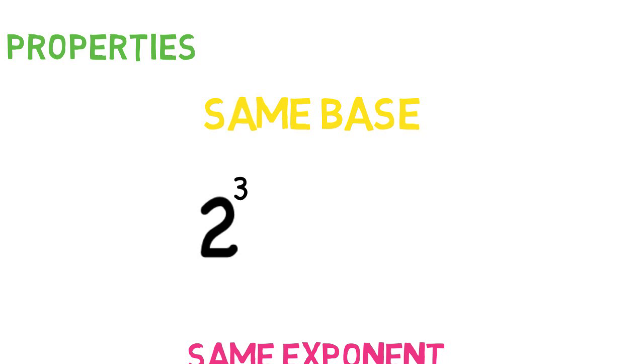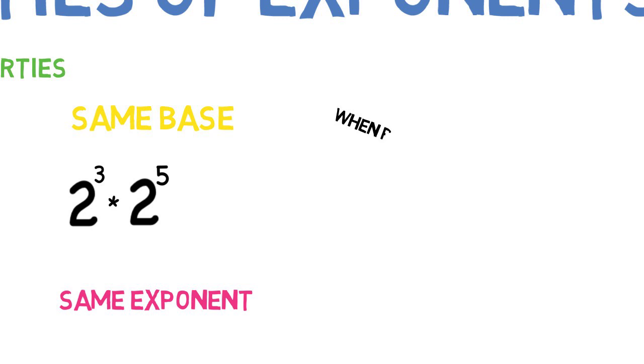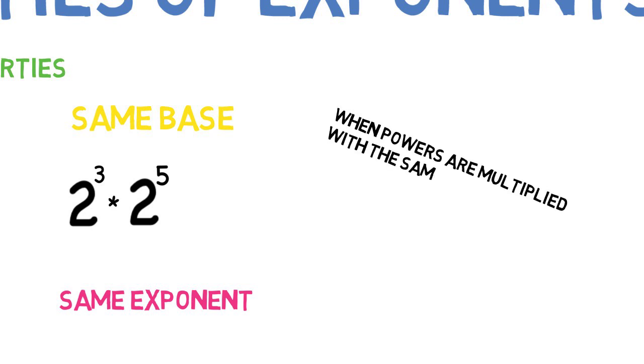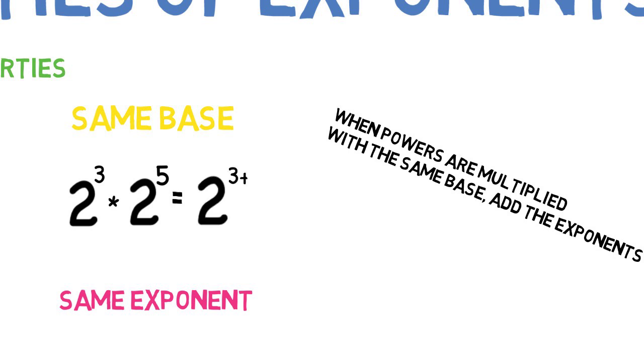The same base property states that if we have 2 to the 3rd times 2 to the 5th, so they both have the same base of 2, we can add our exponents together. So if we have 2 to the 3rd times 2 to the 5th, this would become 2 raised to the 3 plus 5, which is equal to 2 to the 8th power.